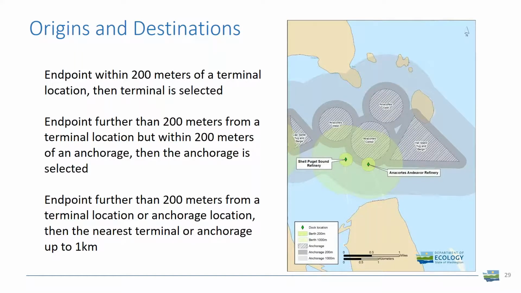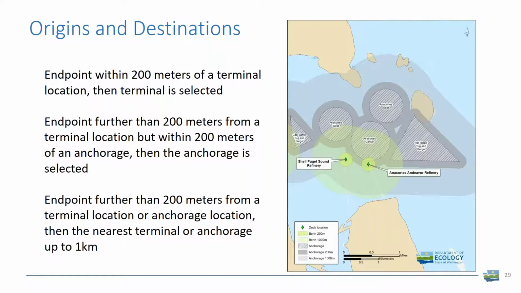In the diagram, you can see two Marsh Point terminals represented as green diamonds. If the track endpoint for a given vessel is located within 200 meters of one of these diamonds, then we assign that terminal as the destination. Anchorages are represented here as striped gray circles or polygons. If the endpoint is within that striped gray area, or within a 200-meter buffer for that anchorage, shown in darker gray, then we assign that anchorage as the destination for the vessel.